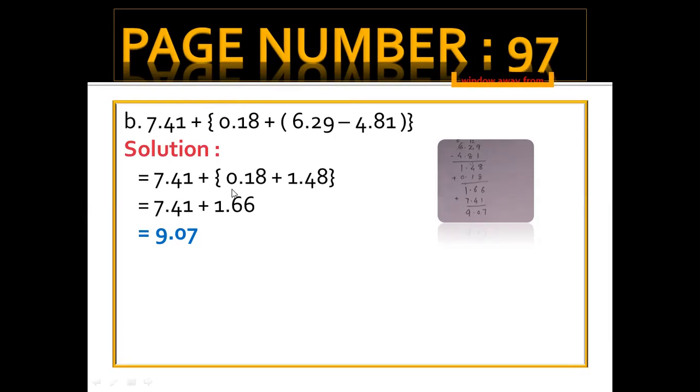What is the sign there? Plus. We add both the numbers. 1.48 plus 0.18, 1.66. Both brackets completed. Now we add 7.41 and 1.66, 9.07. I have done the rough work for you. You can tally your rough work with it.